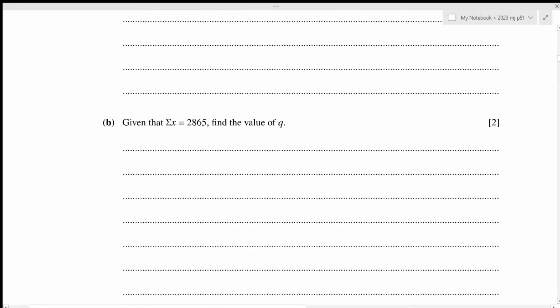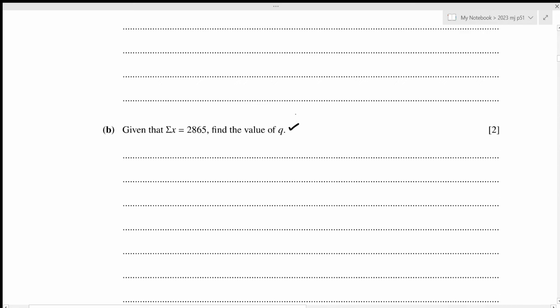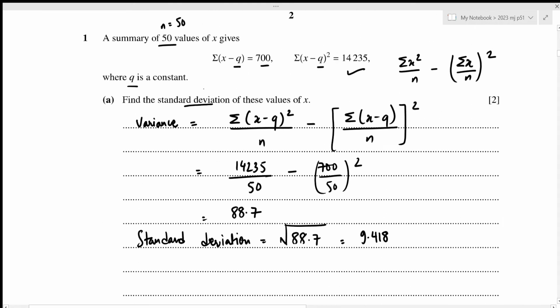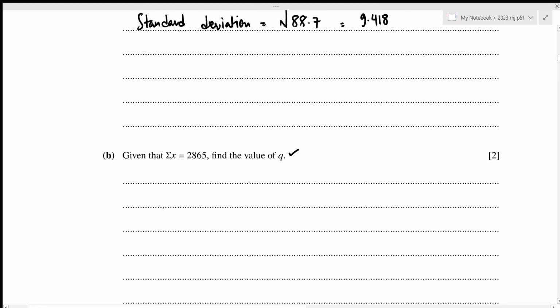We are now given the value for summation x. So summation x is just the sum of 50 different values of x, right? And now we need to figure out the value of q. So we can use the given information right here. Summation of (x minus q) equals 700. We'll solve this equation.